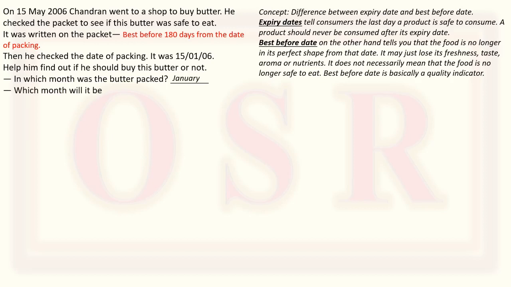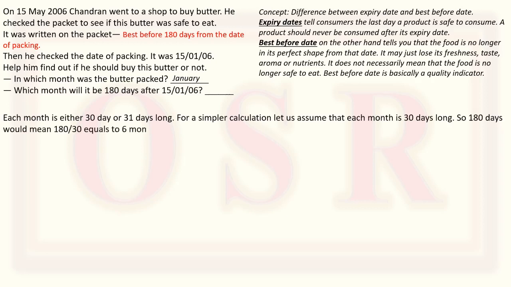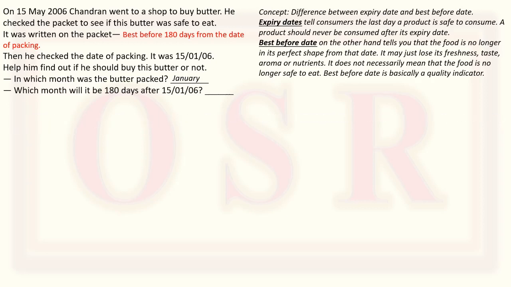Okay, which month will it be 180 days after 15/01/06? Okay, each month is either 30 days or 31 days long. For a simpler calculation, let us assume that each month is 30 days long. So 180 days would mean 180 by 30, which means 6 months. So 6 months after 01 is 07. So it's July. Now can Chandran eat it on 15th May 2006? Obviously yes, because May is before July, right?